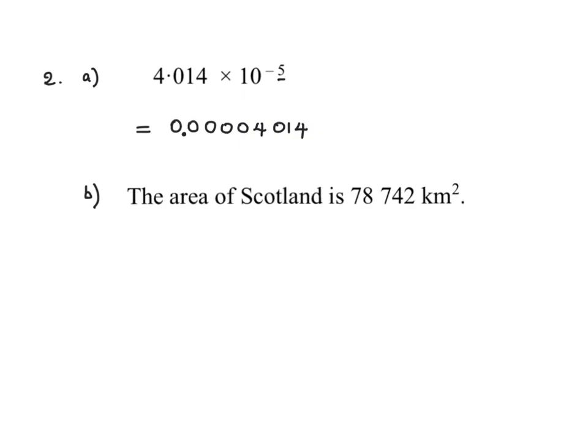Here's the second part. What we want to do is to convert this number into scientific notation. So I'm going to move the decimal point from this position here after the 2 to this position. So 7.8742 times 10 to the power of 1, 2, 3, 4.